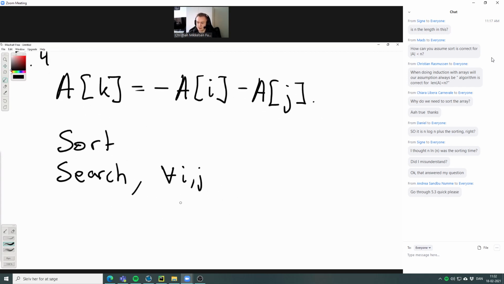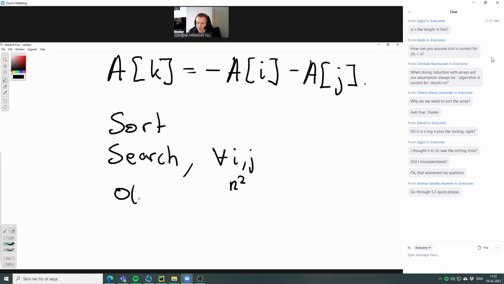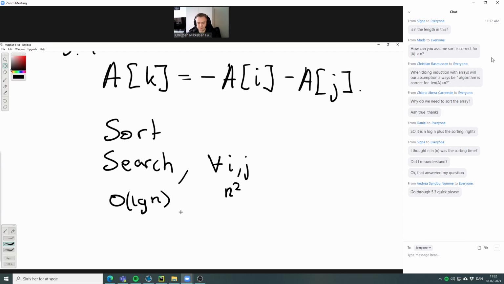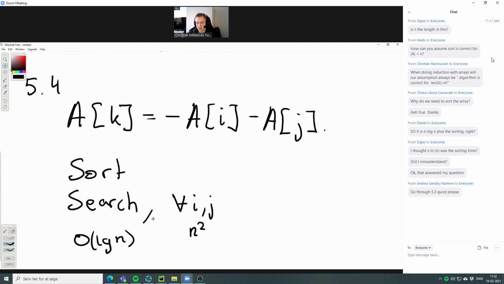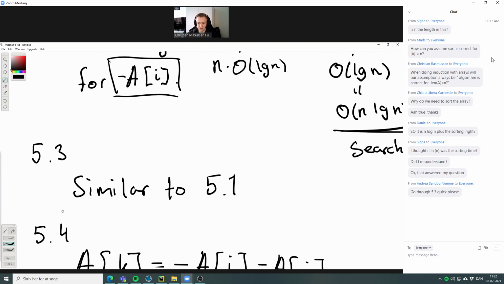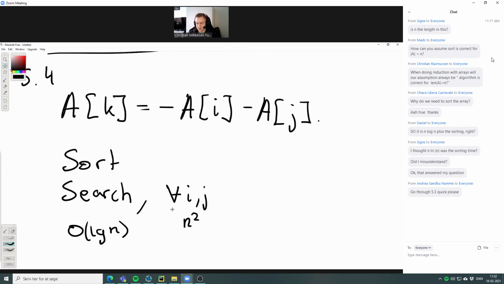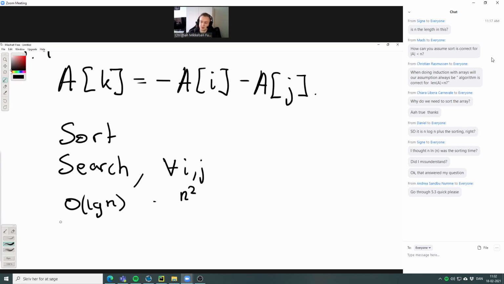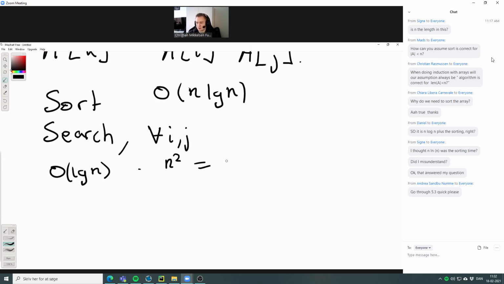So how long does this take? Well, we have n squared here. And searching again takes O(log n) time. I did quickly go through here. It's very similar to 5.1. I'm just going to talk about that afterwards. So here, it's going to take log n times n squared, and sorting is just like before. It's going to take n log n, right? And when we multiply these together, we get n squared log n.